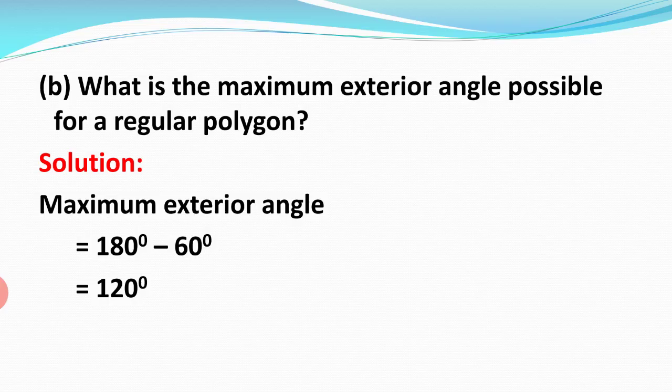You can mention it. So this is the use of exterior angle property for a polygon, and especially for regular polygon. Is it okay? I hope you have understood.